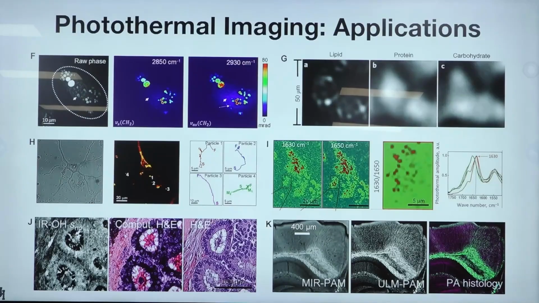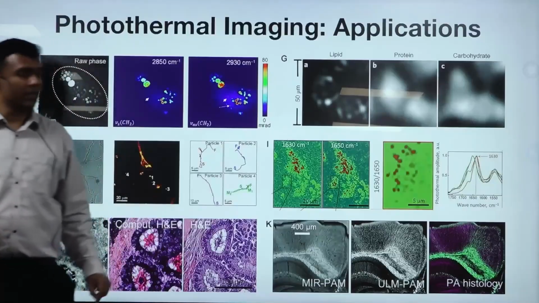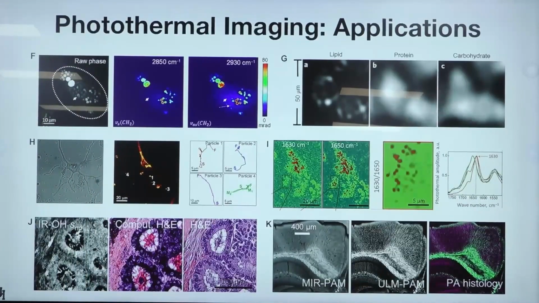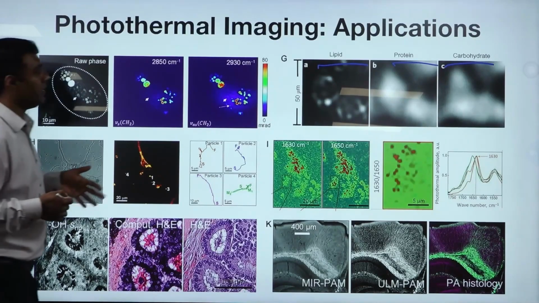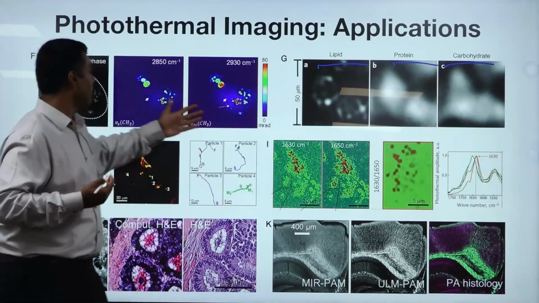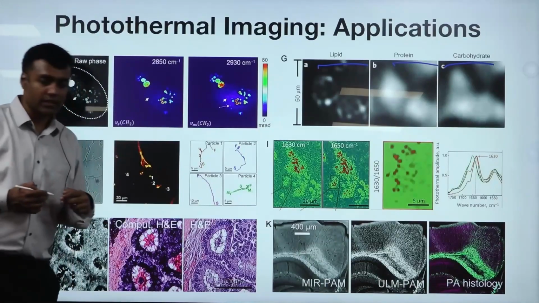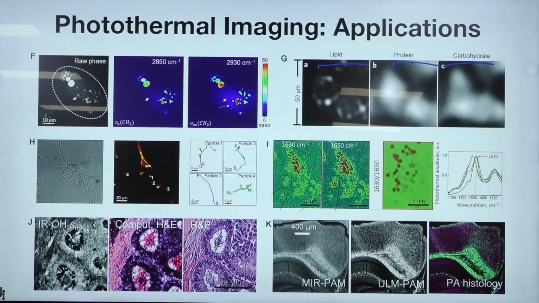So there is a wide array of applications where you can get lipid, protein, and carbohydrate distributions inside different tissues, and you can see a lot of very interesting things. So photothermal imaging has a very wide array of applications. It is very useful for biological, clinical, biomedical, and all different kinds of samples.